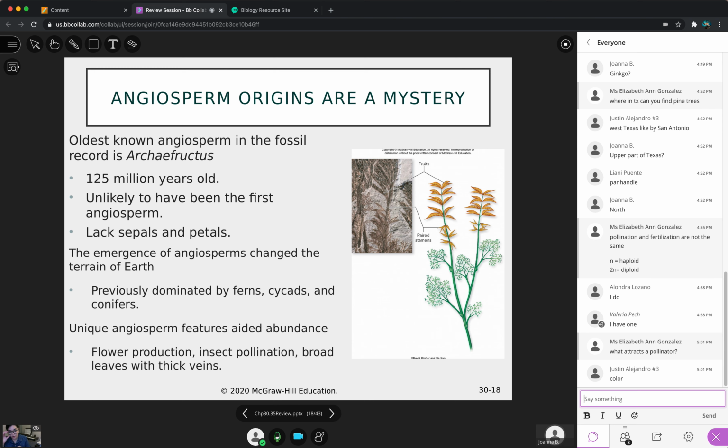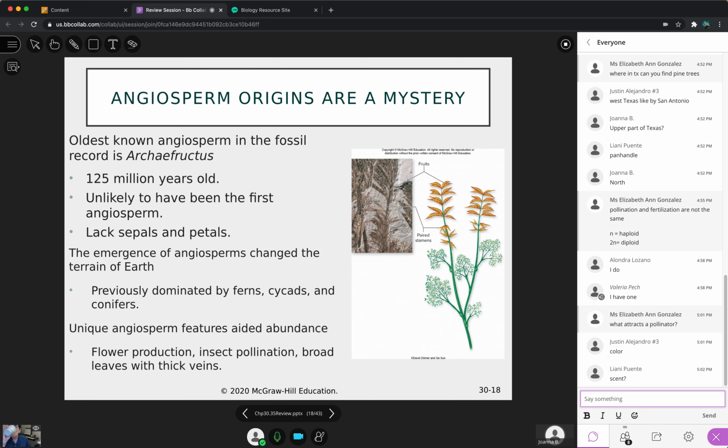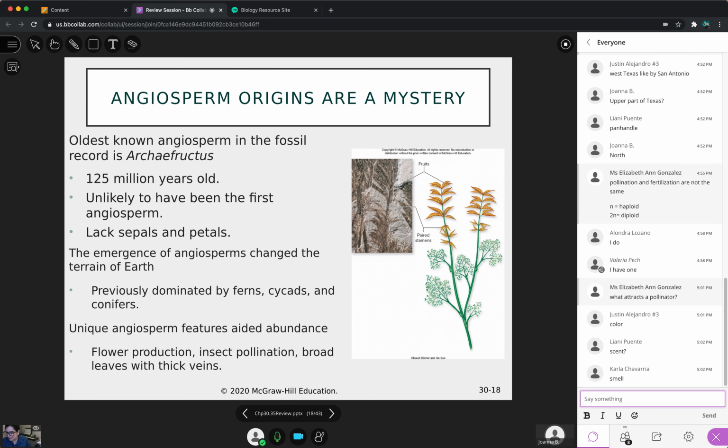Yeah, one could be color. Very good that it's brightly colored. Anything else? Scent is another one. Is there anything else that you can think of? Color, scent, smell, very good. What else?